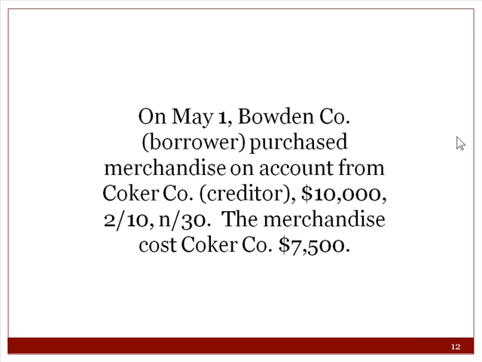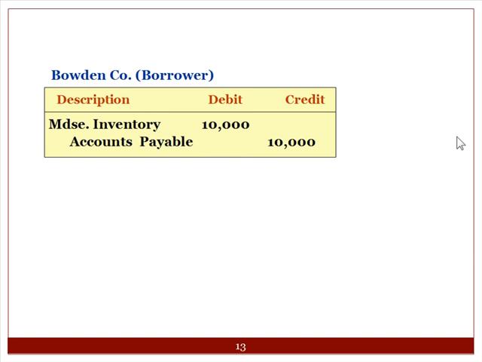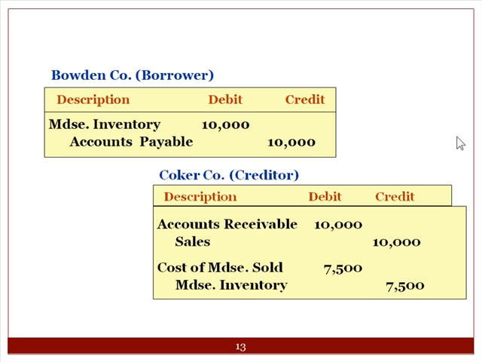On May 1st, Bowden Company purchased merchandise on account from Coker Company, the creditor. So the borrower's Bowden, the creditor's Coker. And it's $10,000, 2/10, net 30. And the merchandise costs Coker $7,500. So here's your transaction that you're used to. Bowden's the borrower. They buy the merchandise on accounts payable. Coker's the creditor. So there's my accounts receivable and my sale, and my cost of merchandise sold and my merchandise inventory. So this comes from the merchandising chapter that we're familiar with.